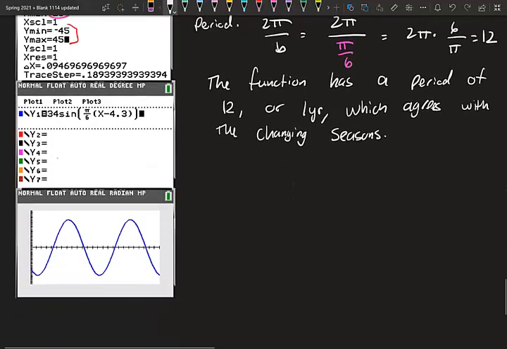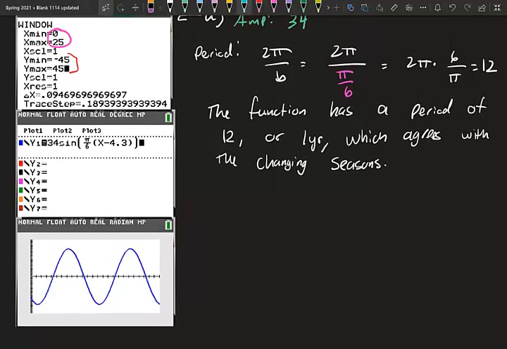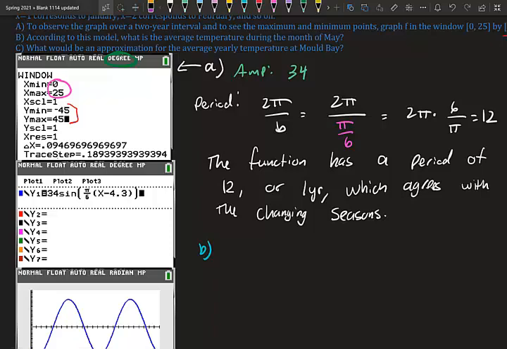All right, let's talk about B. All right, so B is asking, according to this model, what is the average temperature during the month of May? So May is the 5th month of the year.